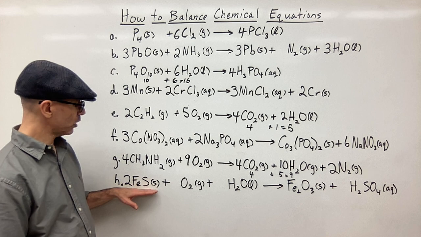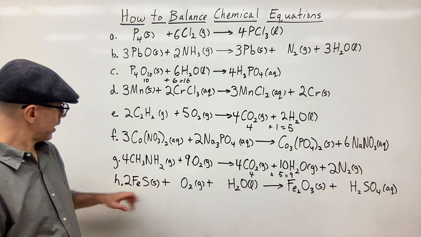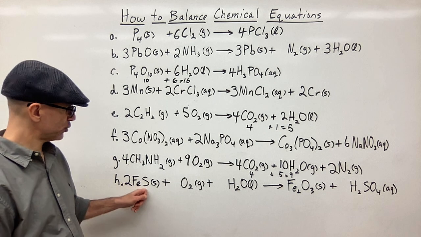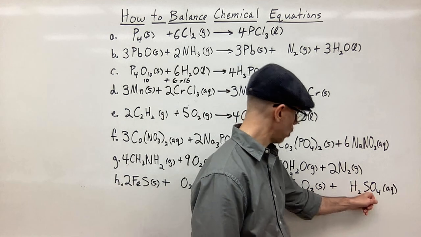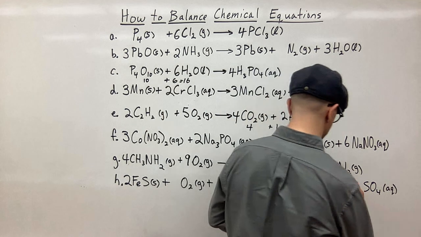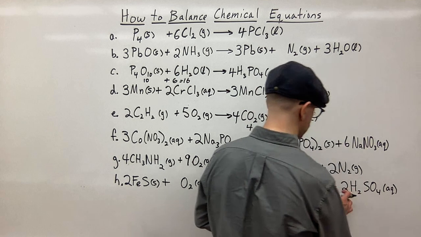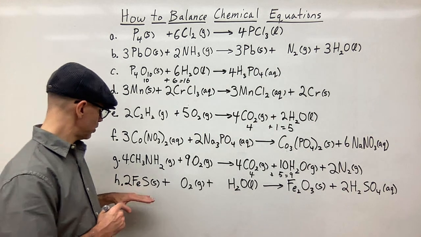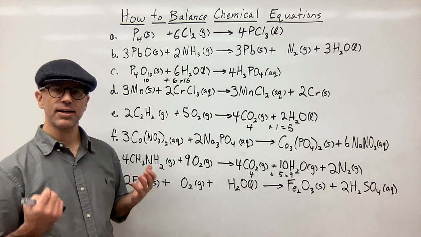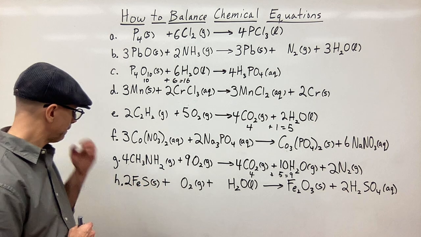So sulfur is 1 here. I have 2 here. So 2 times 1 is 2. And sulfur over here, I have 1 times 1 is 1. So I have to put a 2 coefficient. So that 2 times 1 is 2. So I have 2 sulfurs on both sides. So now sulfur is balanced.